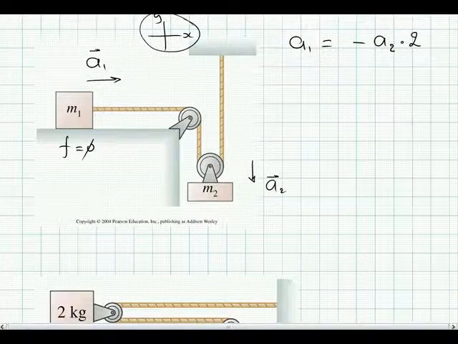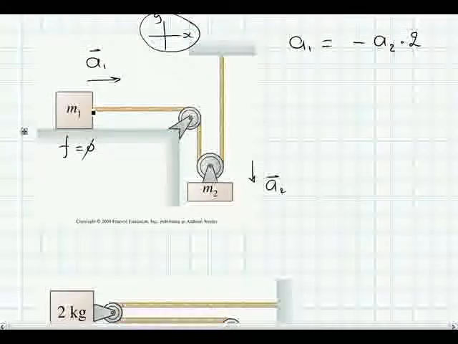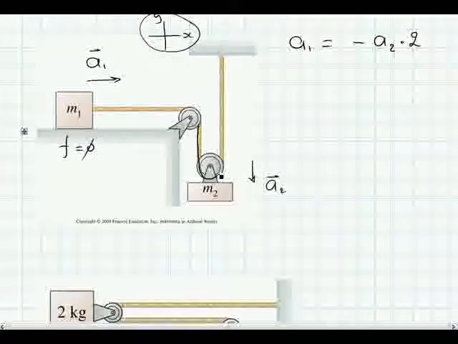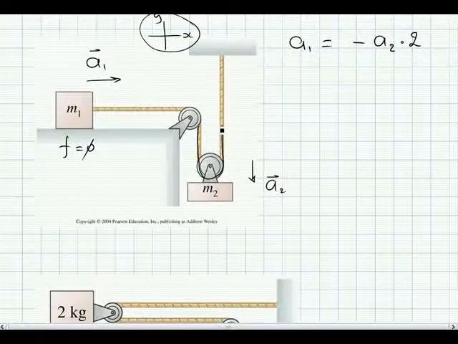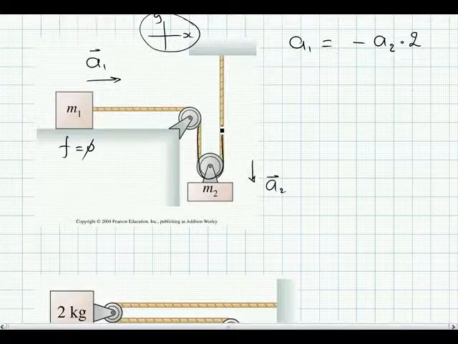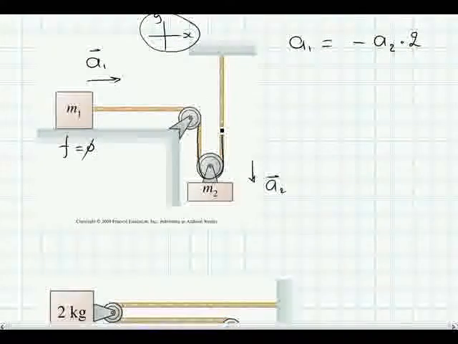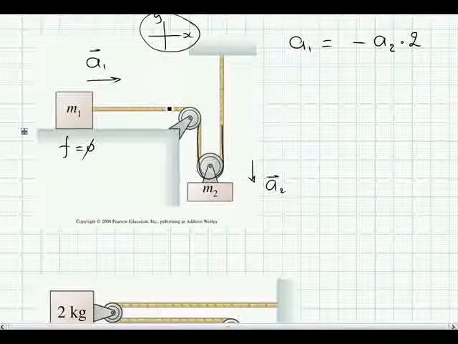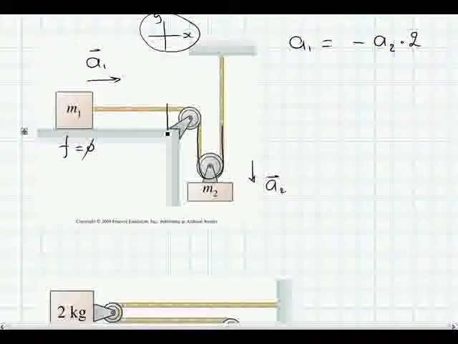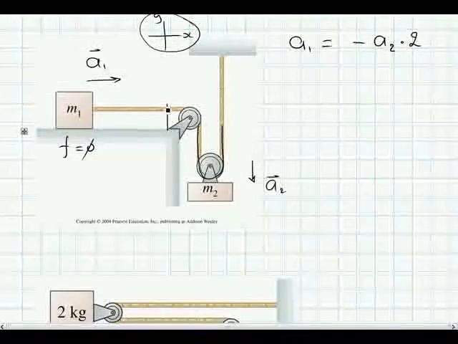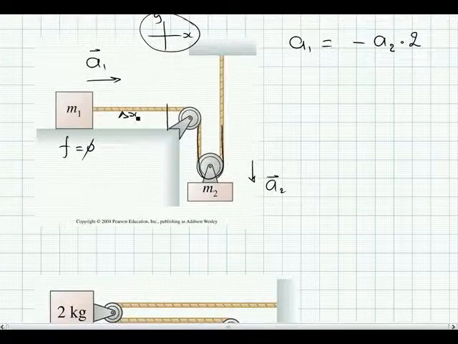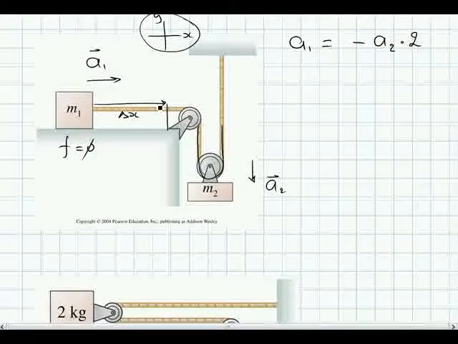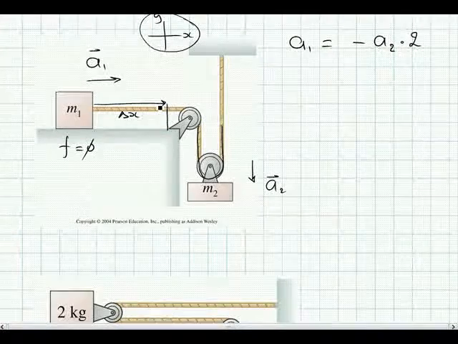Now, why the factor of 2 there? Well, think about it this way. Since the string or the rope here kind of folds on itself, then if the whole thing starts from rest, and let's say it accelerates in 1 second through this amount here, delta x. So delta x is the distance that m1 moves through in 1 second.